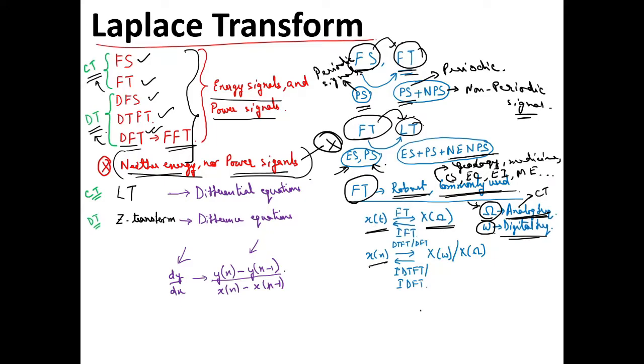Similarly, if you talk about x[n], where we apply either the DTFT or DFT, if we are applying DFT, we get X of omega, the omega denoted by w, and if we use DTFT, we get X of omega, omega represented by the ohm sign. And again, if we apply either the inverse DTFT or the inverse DFT, we get back to the x[n] domain. So these things should be clear in your mind.